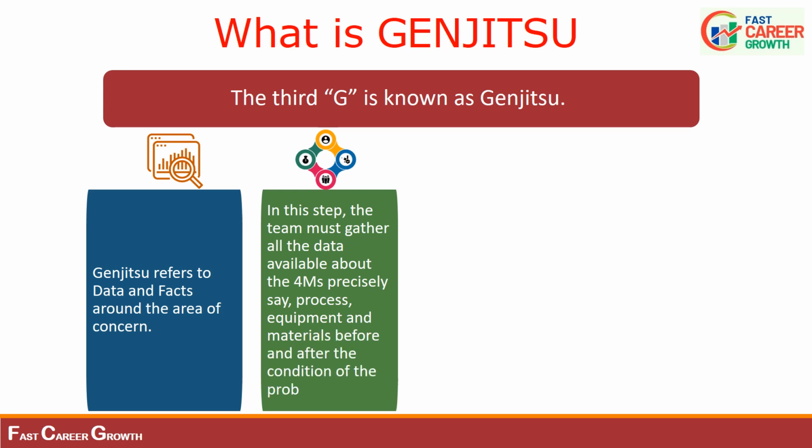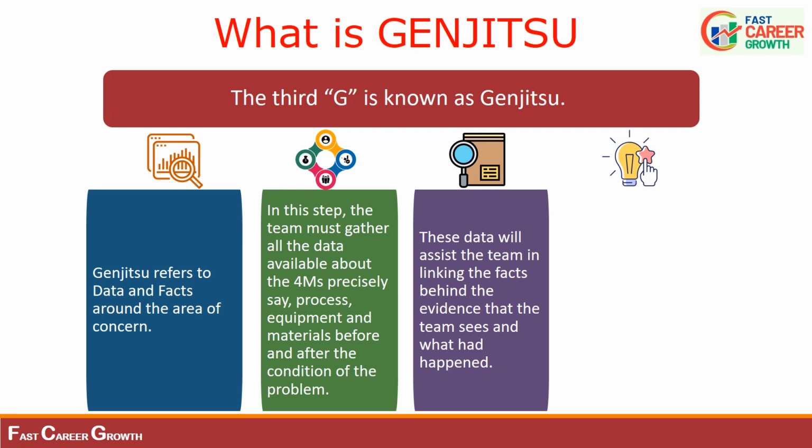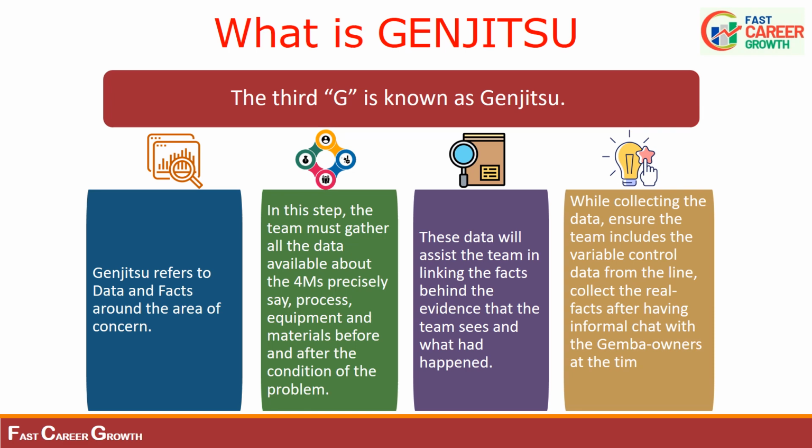These data will assist the team in linking the facts behind the evidence that the team sees and what had happened. While collecting the data, ensure the team includes the variable control data from the line, and collect the real facts after having an informal chat with the GEMBA owners at the time of the failure or problem occurrence.